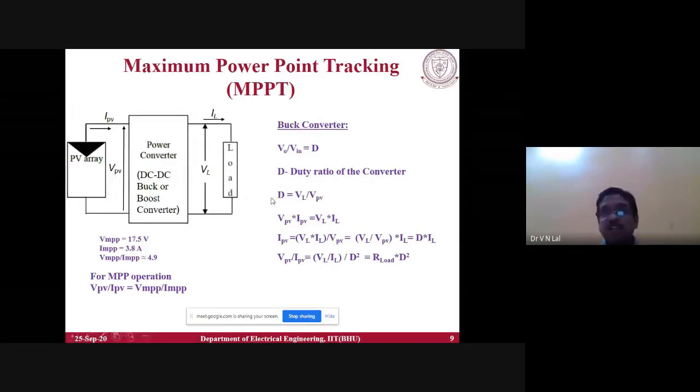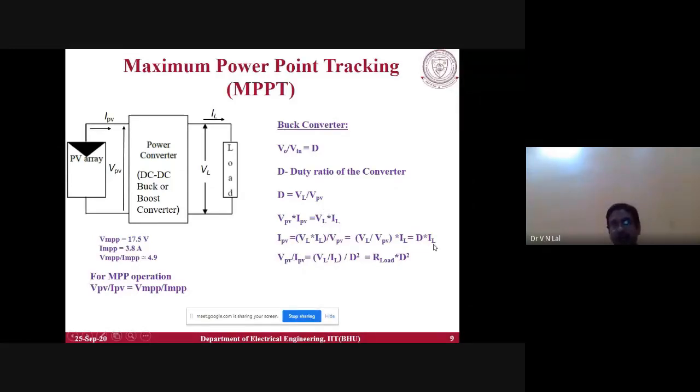So D is equal to VL by VPV. Here V output is VL, and VPV is equal to V input. Now by having the power balance relationship, IPV multiplied by VPV is equal to VL multiplied by IL. These two powers will be equal if we are neglecting the losses in this converter. So by this power balance equation, we have VPV IPV equal to D multiplied by IL.